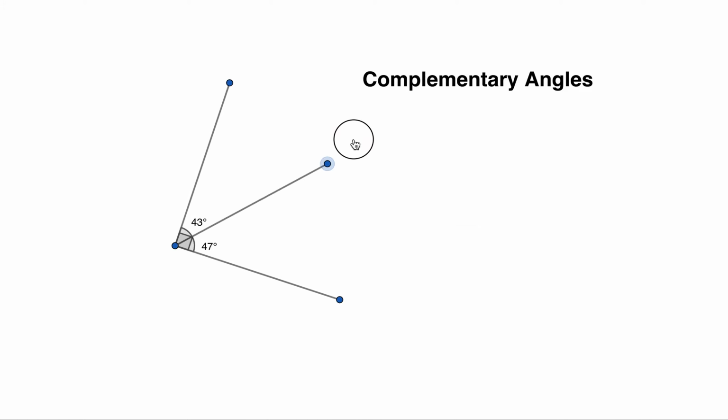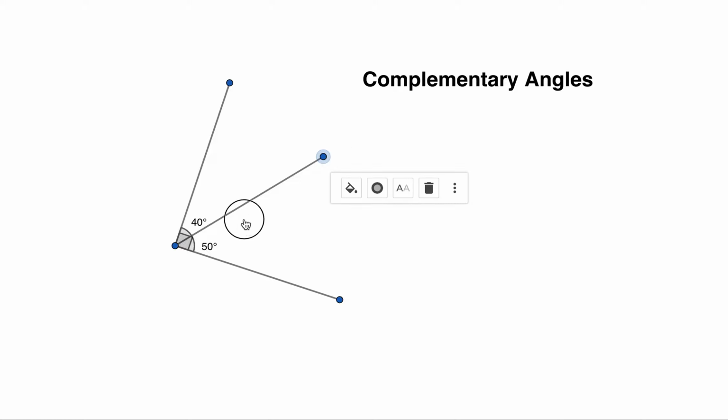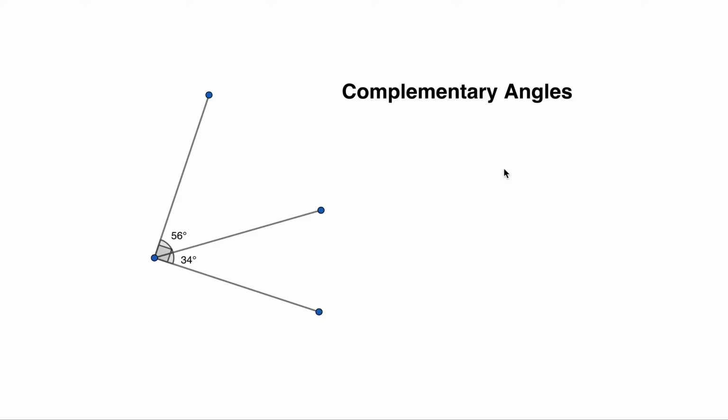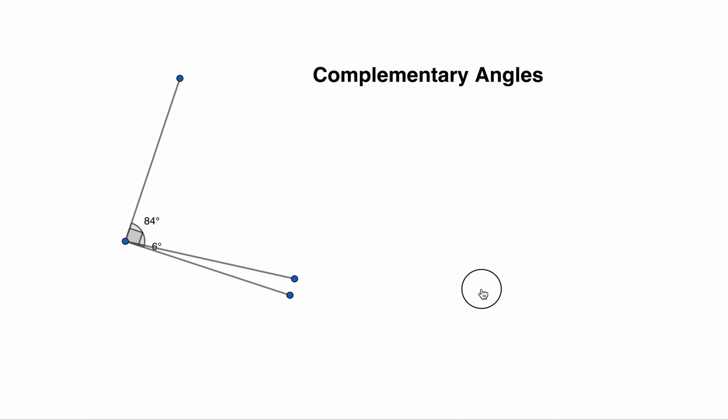So you can see no matter what I put, if I put 40 and 50, together they make 90, those are complementary angles. If I move this over here and do 56 and 34, those add up to 90, so those are complementary angles. Or even if I make this one go down to 6 degrees, the tiny little angle in here is 6 degrees and this one's 84 degrees, those add up to 90, so those are also complementary angles.